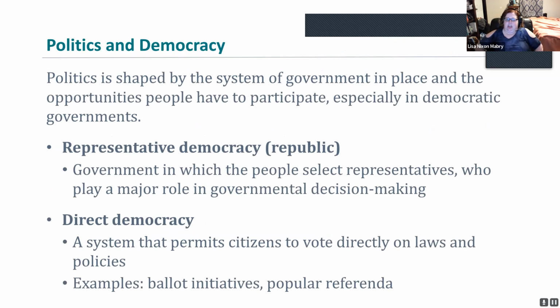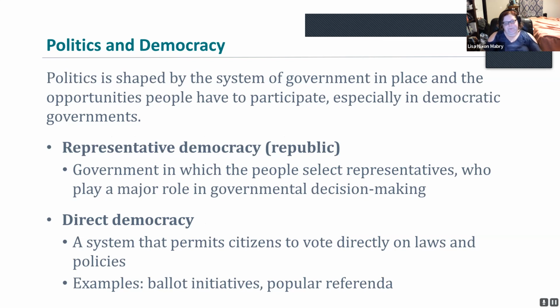So politics is shaped by the system of government that's in place, like our constitutional democracy, and the opportunities people have to participate, especially in democratic governments. So this always confuses people. Are we a democracy or a republic? Well, we're both. They're different definitions, okay? If you look at the definition of democracy: a system of rule that permits citizens to play a significant part in the political process, usually through the election of key public officials, right? So that's the first part of our government, the democracy aspect.